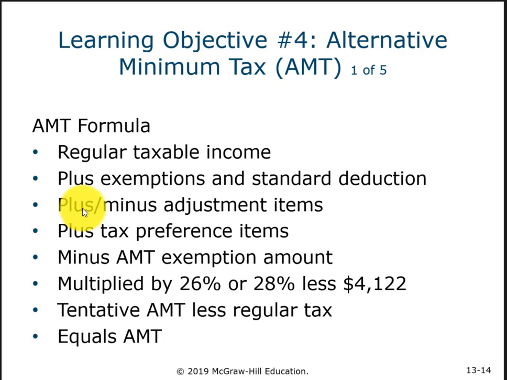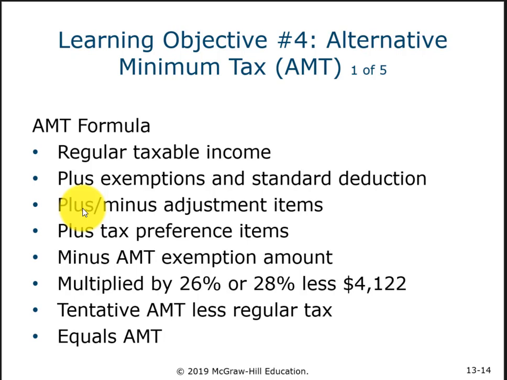Then you subtract the AMT exemption amount, and the AMT exemption amount is dependent on your filing status. And once you've done that, and it's a significant amount, it is not a small amount. It's not even as small as the standard deduction that we're used to for regular tax. It's a big amount, which means that most taxpayers, their exemption amount is way more than what their taxable income is at this point, even with these additions and such.